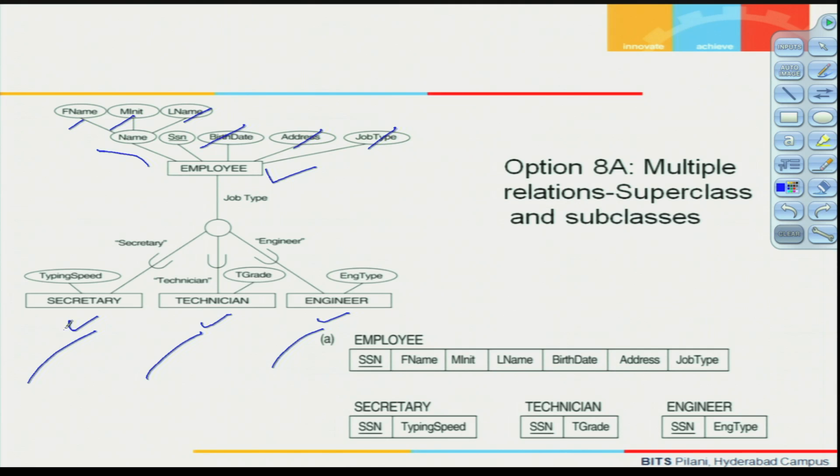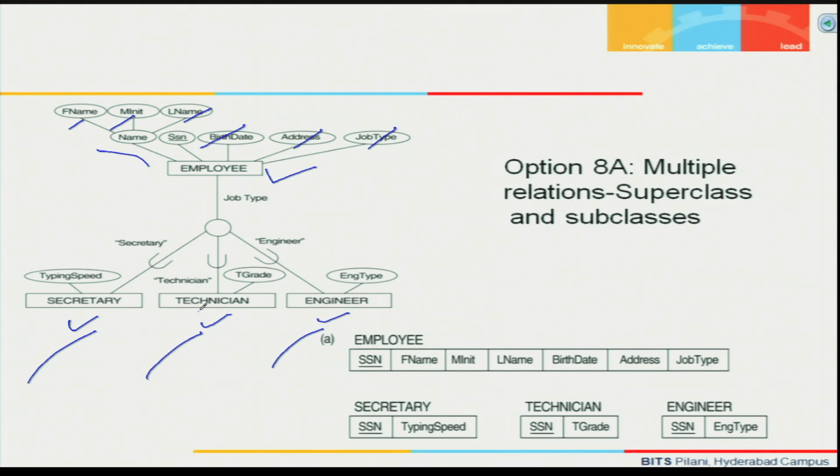If an employee is a secretary, the specific attribute attached is the typing speed, and if he is a technician, the specific attribute is going to be the technical grade, that is mechanical, fitter or turner, something like that. And if he is an engineer, the engineering type: mechanical, civil, electrical, and so on. Now, according to this subclassing, I have 3 subclasses and a superclass.